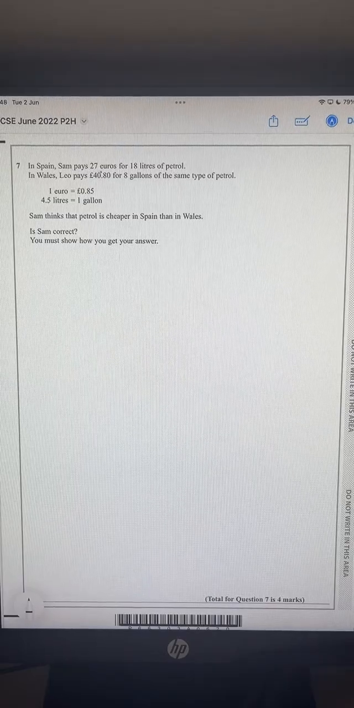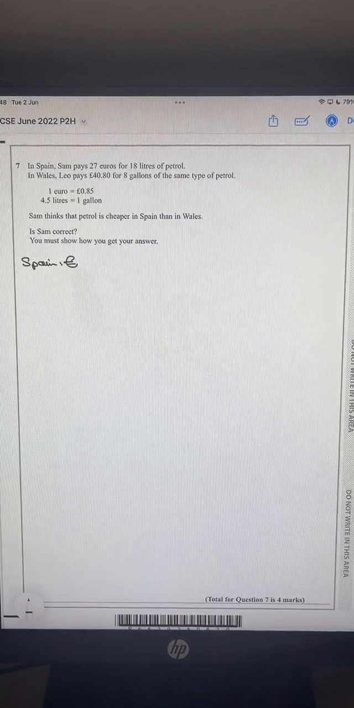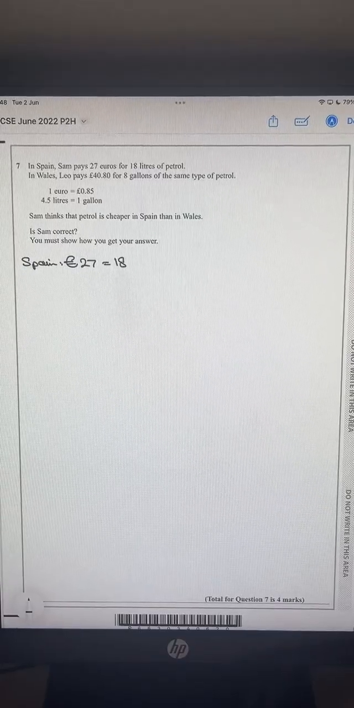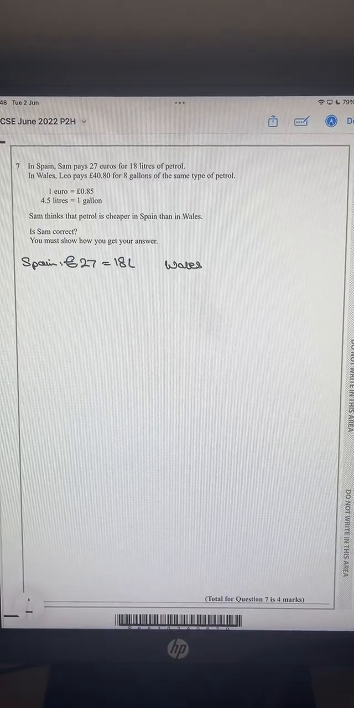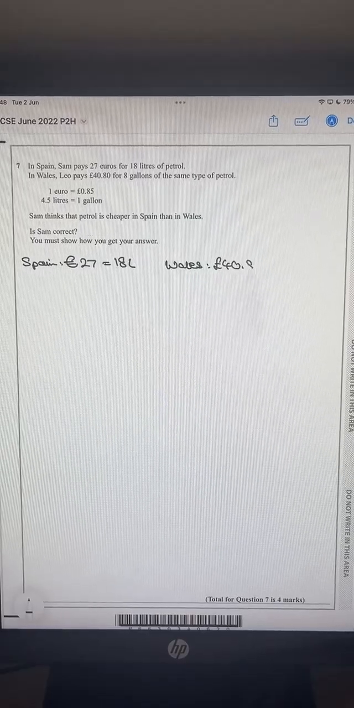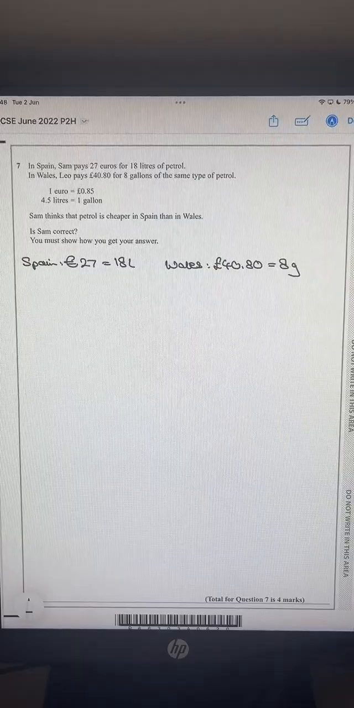So, in Spain, Sam pays 27 euros for 18 liters of petrol. I like to write this down. So, Spain, we pay 27 euros for 18 liters. And in Wales, Leo pays £40.80 for 8 gallons of the same type of petrol. So Wales is £40.80 equals 8 gallons. Just put G, it doesn't really matter. So we know that these are my conversion rates for euros to pounds and from liters to gallons.